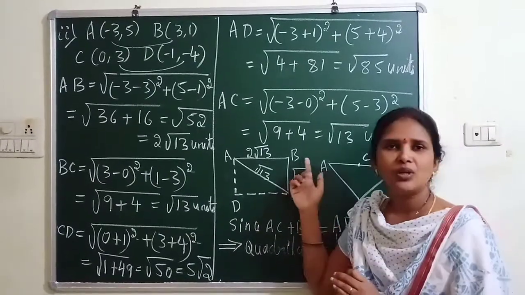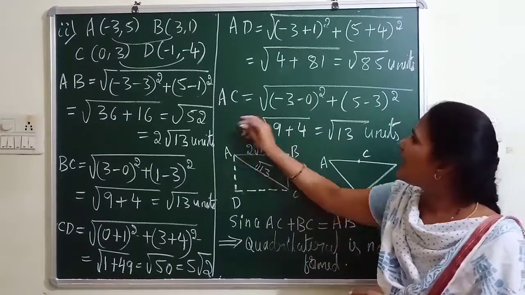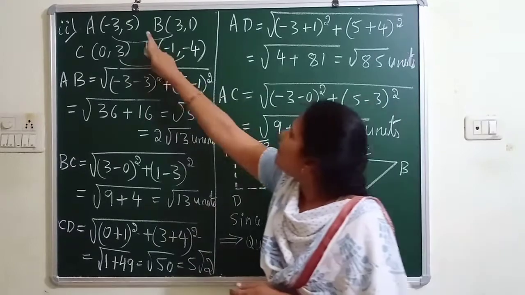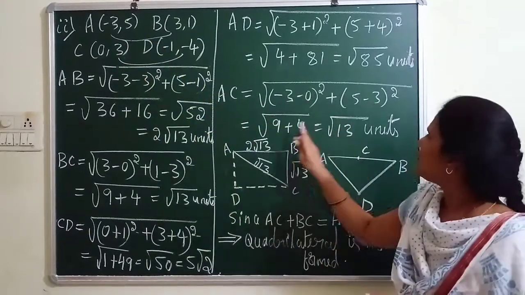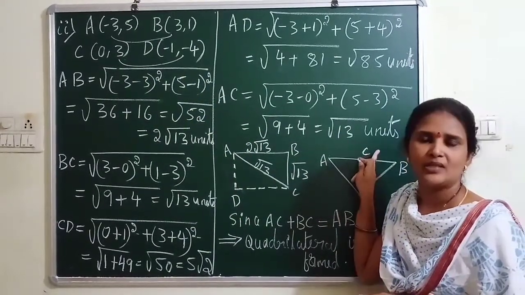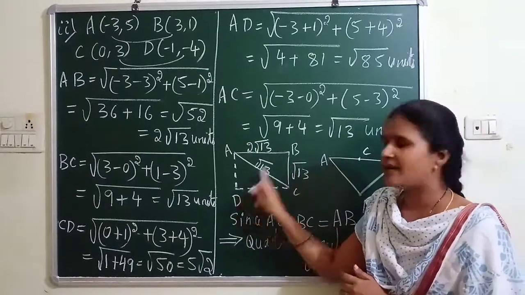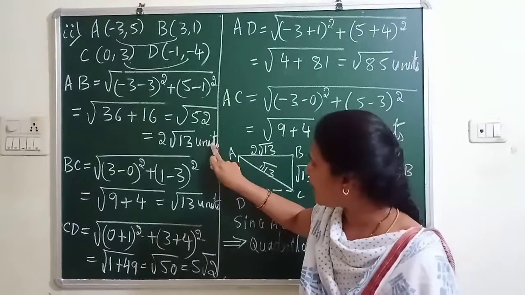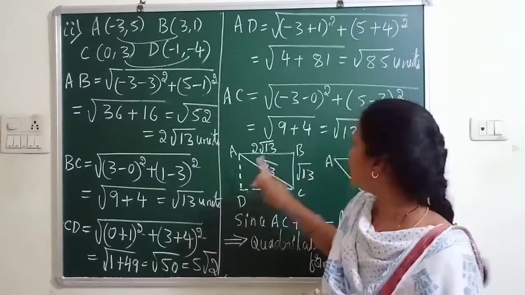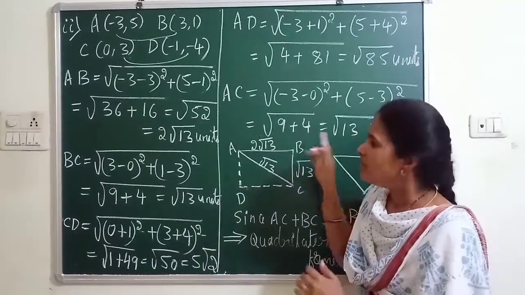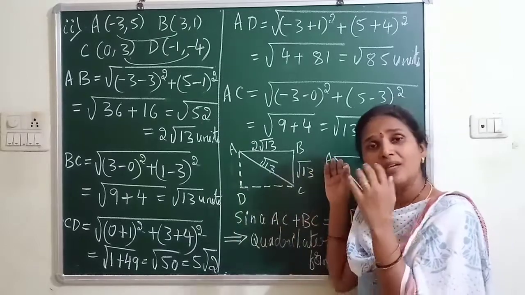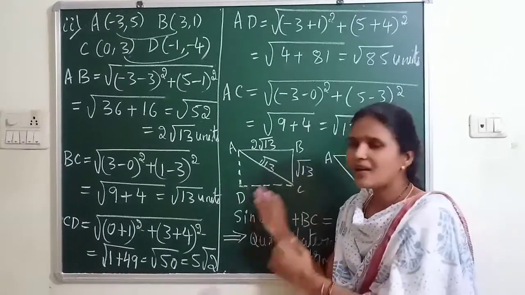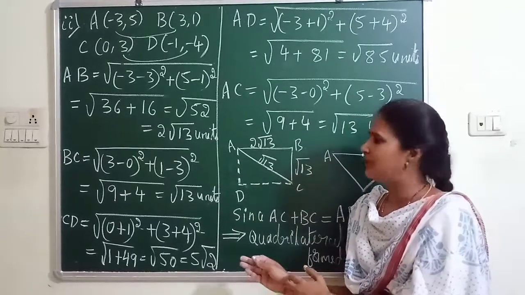So here I found out only one diagonal. AC can be written as root of minus 3 minus 0 whole square plus 5 minus 3 whole square. That is 9 plus 4, root 13 units. Here I didn't find the other diagonal, I didn't find BD, because you can just correlate here. Here you have 2 root 13, here you have root 13 and here you have root 13. So this makes sense. We have to check the inequality property with AC only. For that sake I didn't find the diagonal DB.